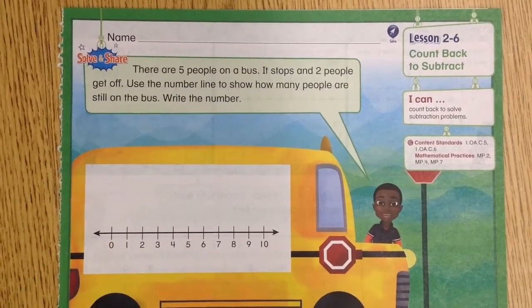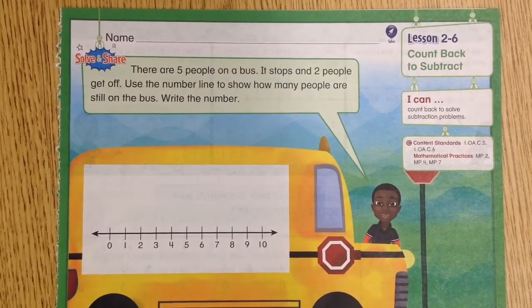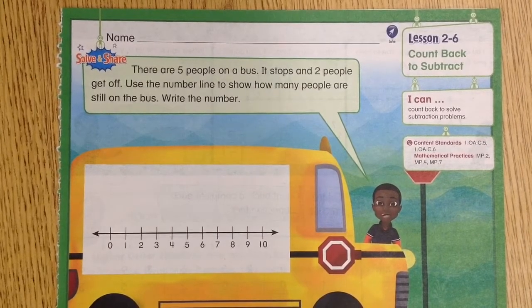Hi, today we're going to be working on lesson 2-6 in our math book. It starts on page 109 and it's actually starting to work on subtracting, using the number line to count backwards to take away or subtract.